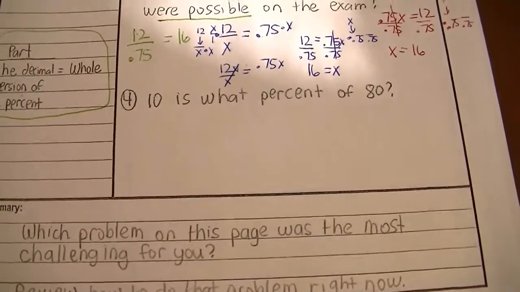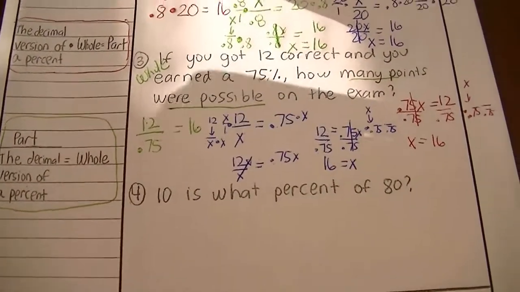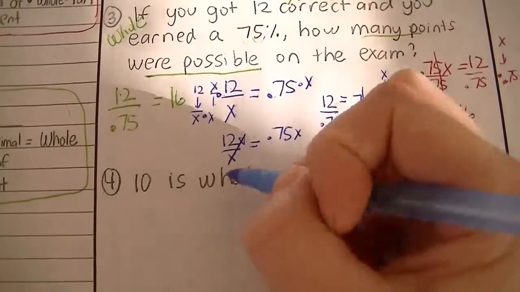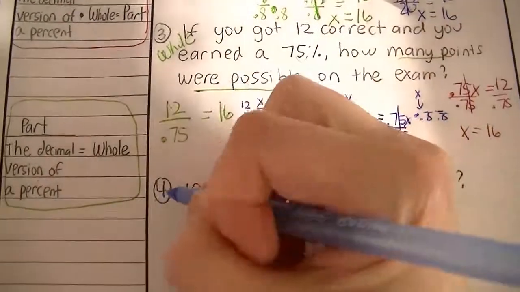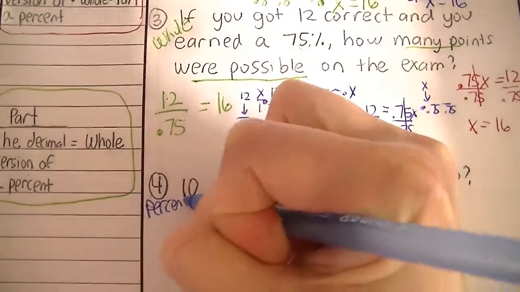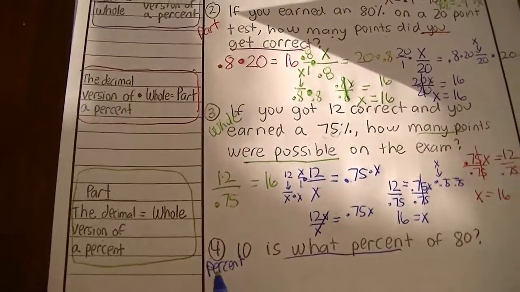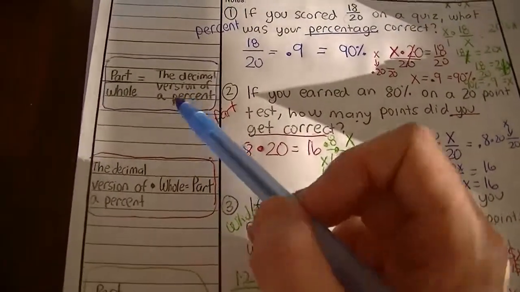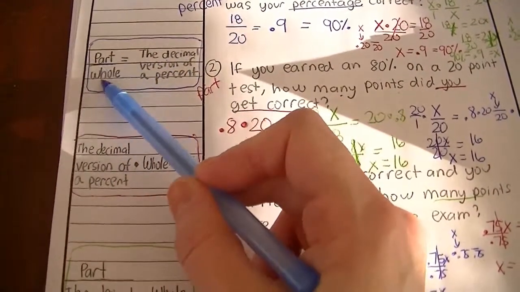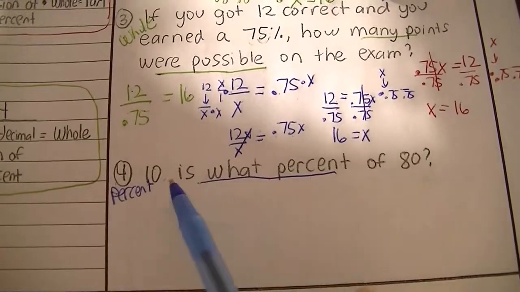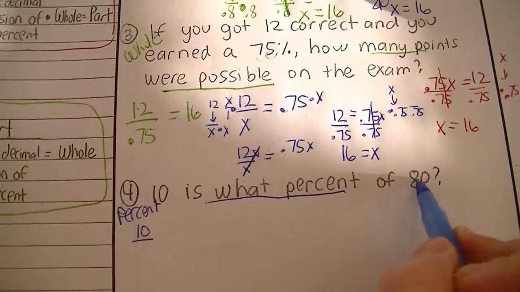Okay, so number 4. 10 is what percent of 80? 10 is what percent of 80? So this part right here where it says is what percent, we are solving for a percent. Okay? So the equation that I would use, because it's got percent already isolated, is right here, where it will give me the decimal version of the percent. So I must take the part divided by the whole. So the part is 10. I'm going to divide that by the whole, which was 80.